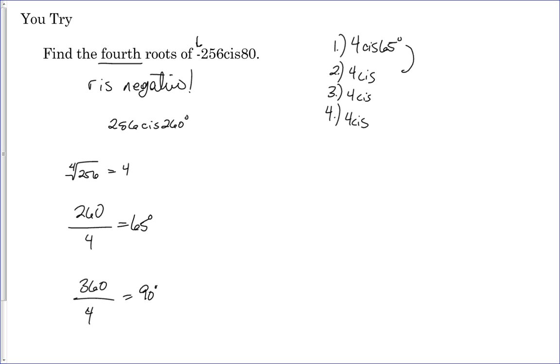So now we're going to add 90, and that'll give us 155. We're going to add 90 again, and that'll give us 245. We're going to add 90 again, and that'll give us 335. All right, so those are the 4 roots you should have gotten. 4 CIS of 65, 4 CIS of 155, 4 CIS of 245, and 4 CIS of 335.